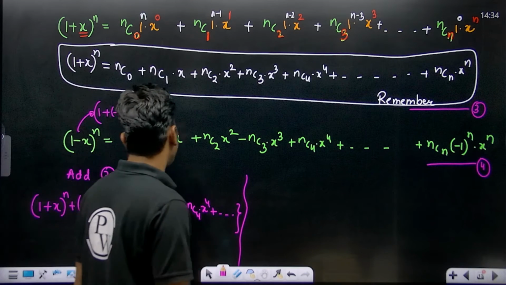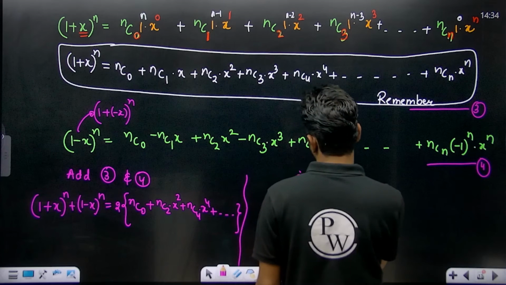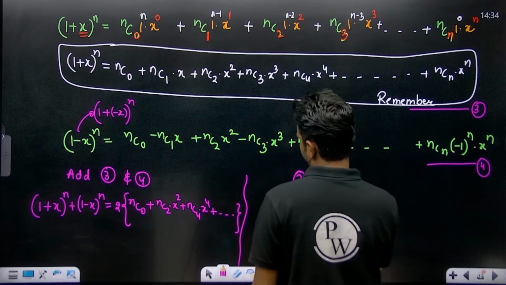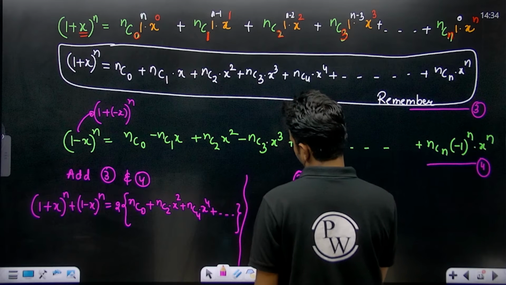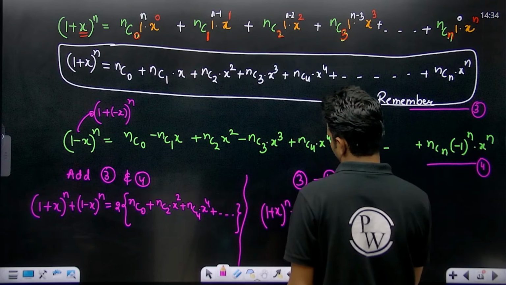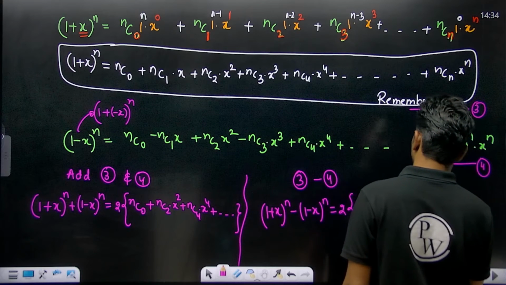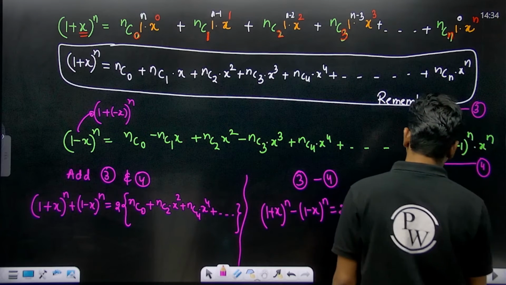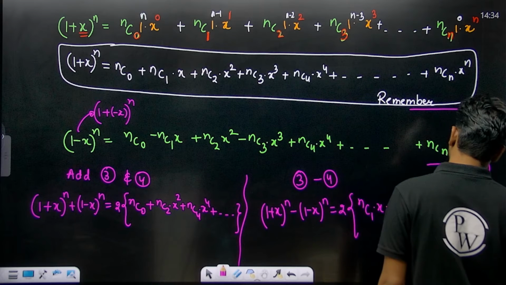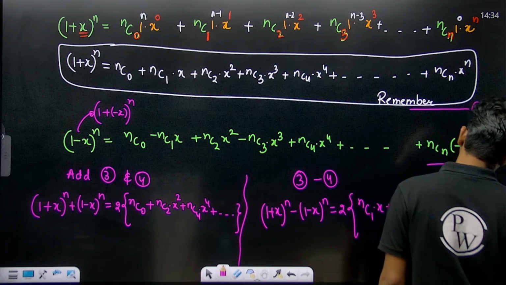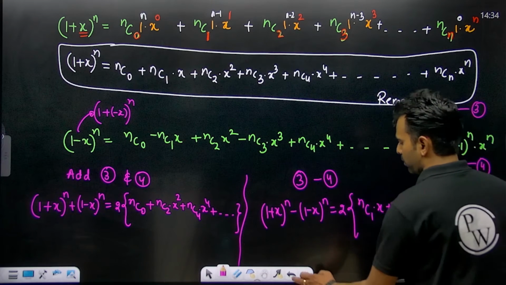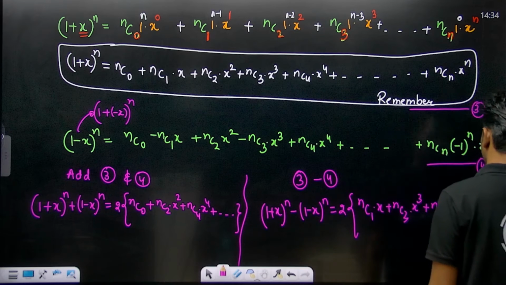And if you subtract 3 and 4, if you do 3 minus 4, you're going to get 1 plus x to the whole power n minus 1 minus x to the whole power n is equal to twice of all the terms with odd subscript of c.